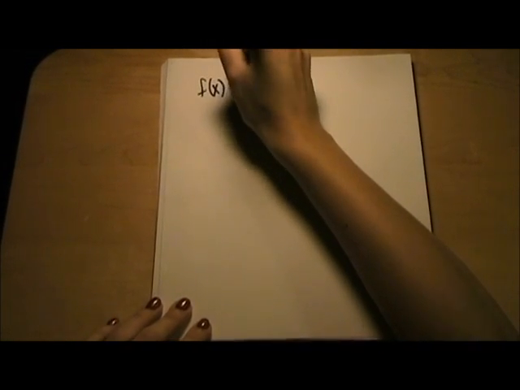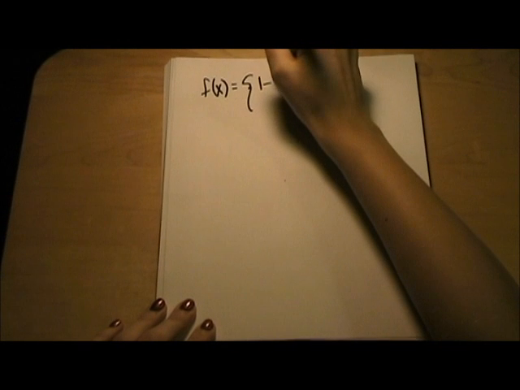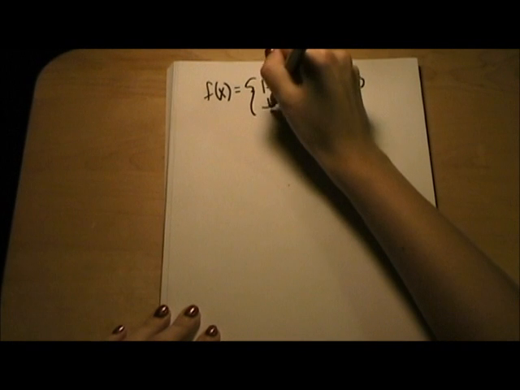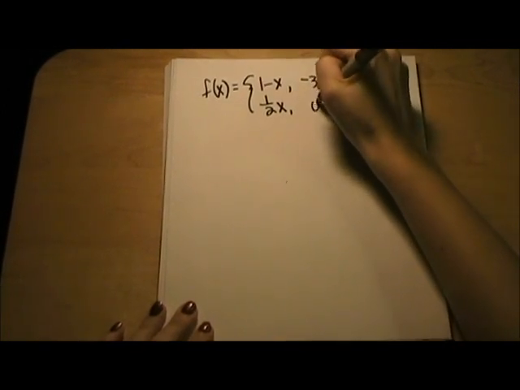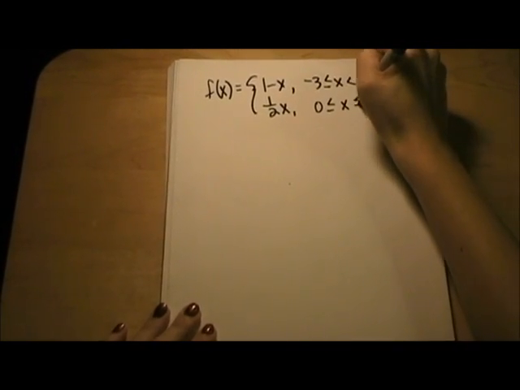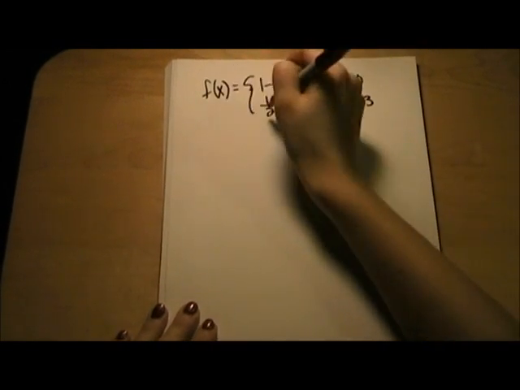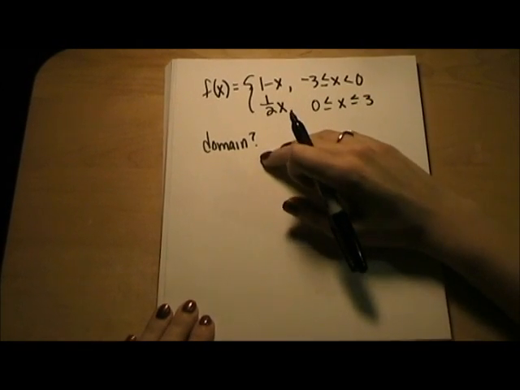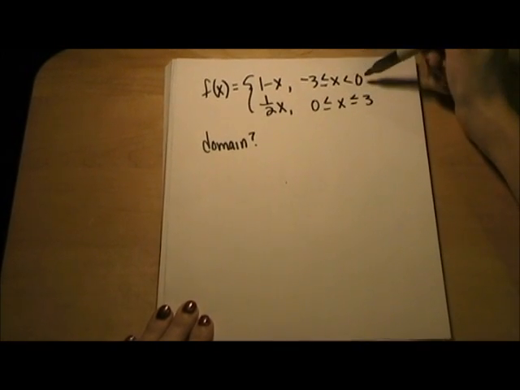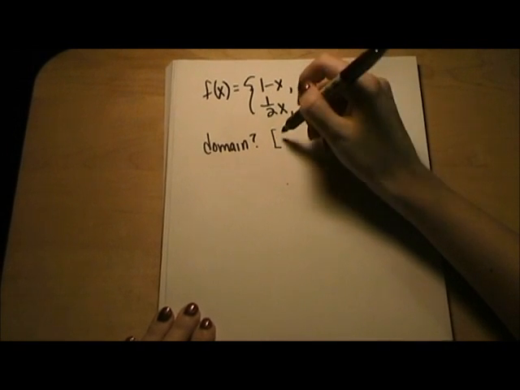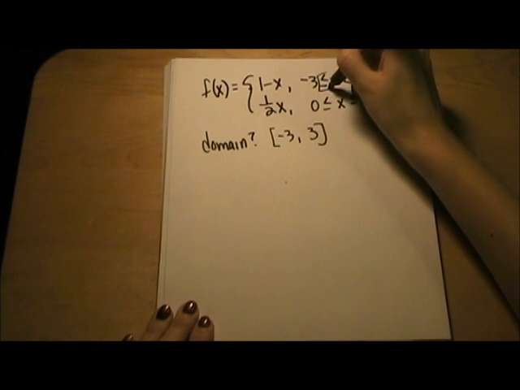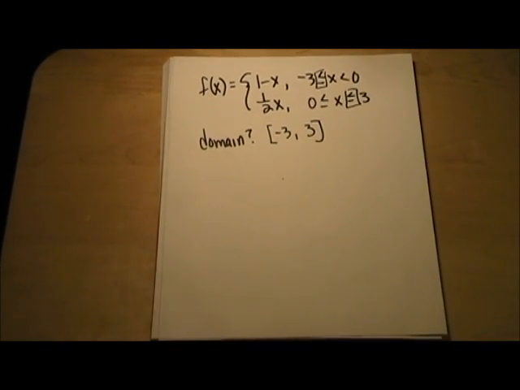Same function, I'm just going to rewrite it. 1 minus x for negative 3 less than or equal to x less than 0. 1/2 x for 0 less than or equal to x less than or equal to 3. If they wanted to know the domain, we know that the domain is all our x values. So we go from negative 3 all the way to 3. That is how we know that they are brackets.